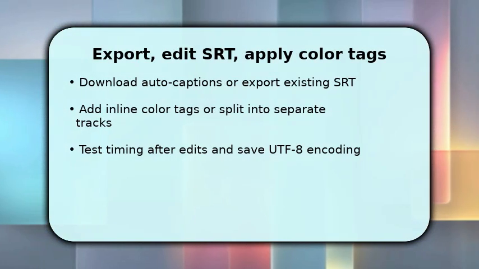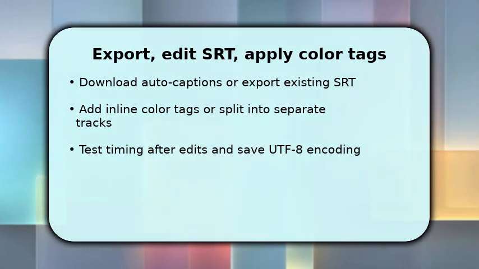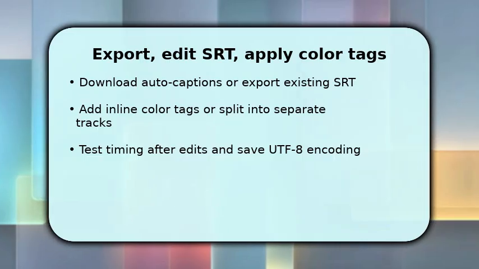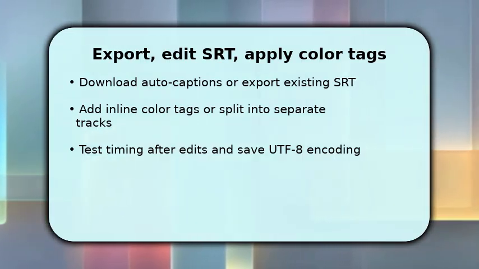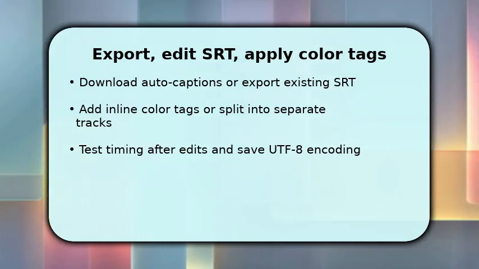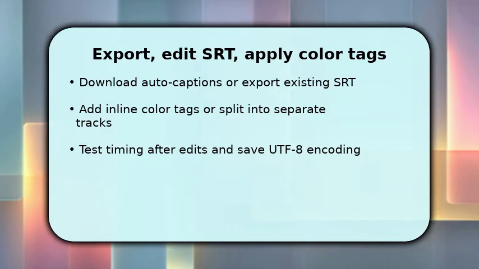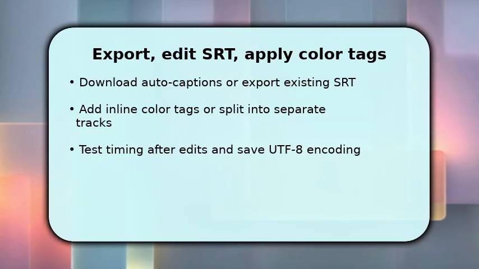Once you have an SRT, export or download it and open it in a plain text editor. You'll insert color tags or web-style span tags if YouTube accepts them. Alternatively, create duplicate subtitle tracks per color and name them clearly. Make sure each cue retains correct start/end times. Change only the text lines. Save the file as UTF-8 and use consistent tag syntax.